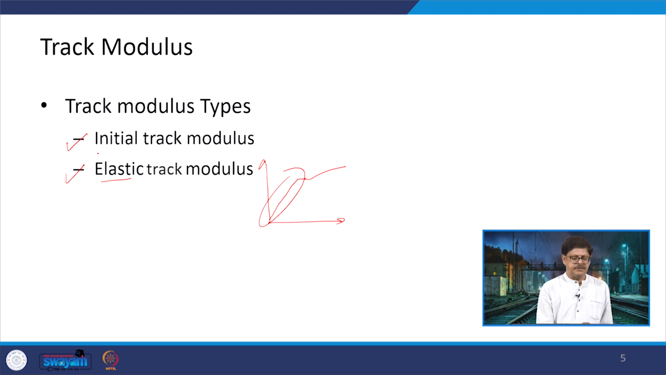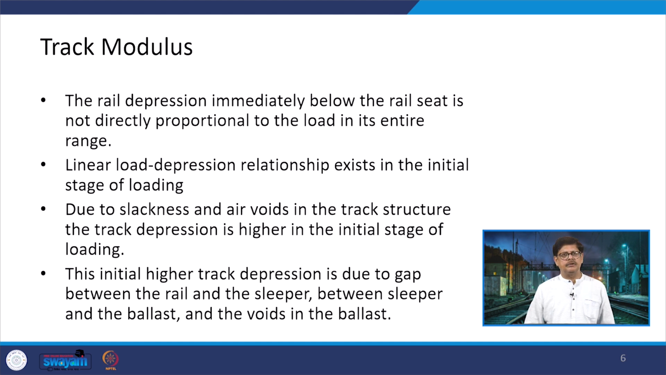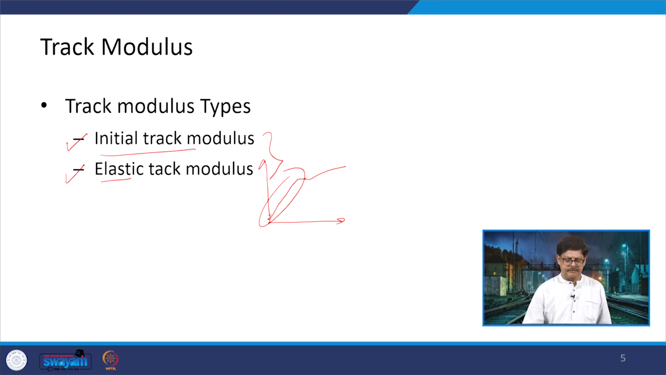But then what is this initial track modulus? Let us look at why there are two values here, and both of these values are used in design. When you talk about the initial one, how can we differentiate it? The rail depression immediately below the rail seat is not directly proportional to the load in its entire range. That means, when we created this diagram and said that it is going in this form, it is not so.